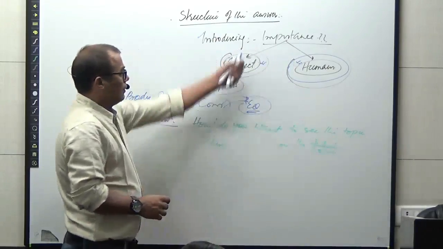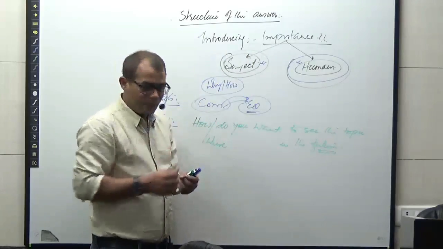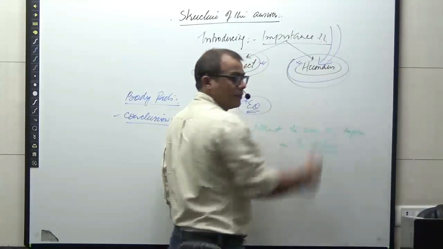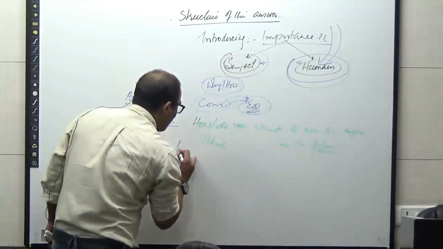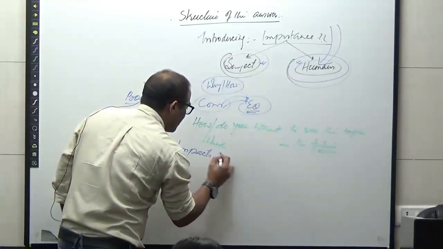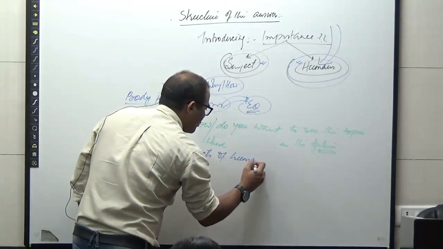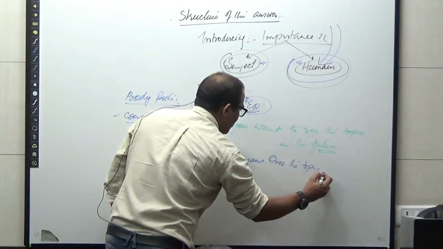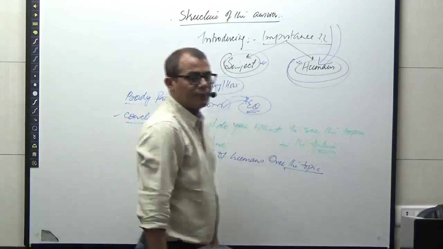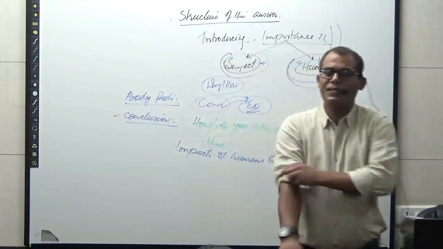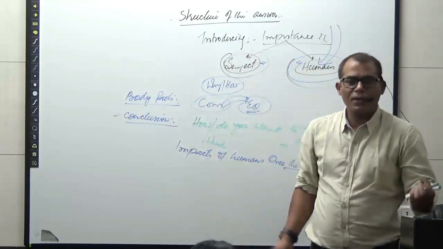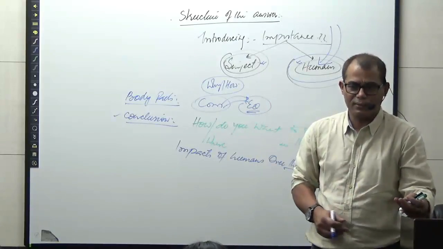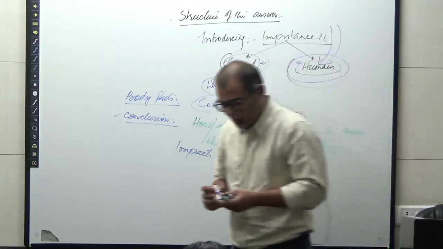Right. Now a counter of introduction here. Importance of the subject with respect to humans. Now start with the impact of humans over the topic. Very often it will be negative. Or if not, just search out the negative impact. Let's say earthquake. What is the negative impact of humans over the topic?